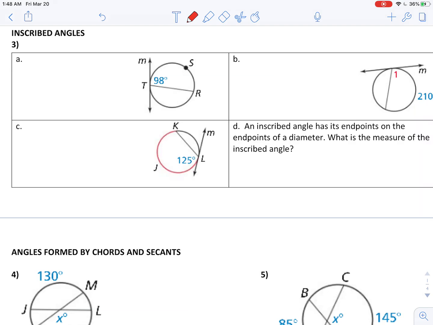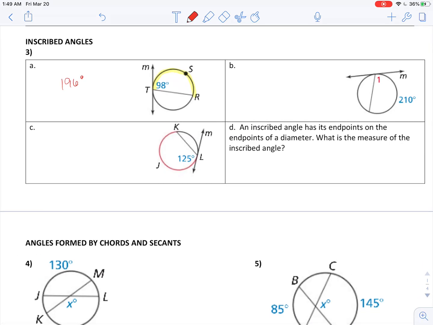an angle formed by that tangent line MT and the chord TR. It's kind of like an inscribed angle. So 180 plus 16 is 196 degrees for that major arc TSR, and it's major because it's bigger than 180. So why don't you solve for B, C, and D here, pause the video, and check in after you've finished.